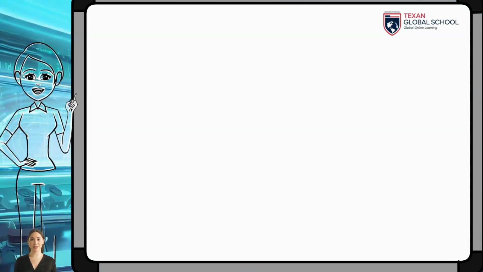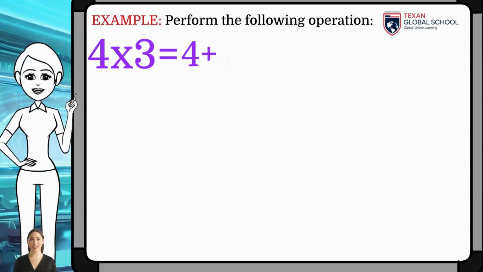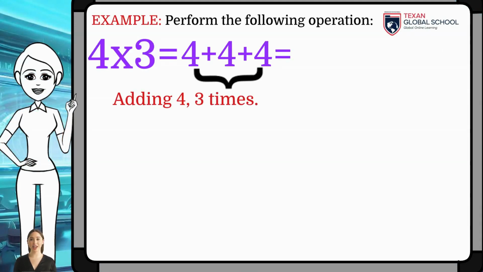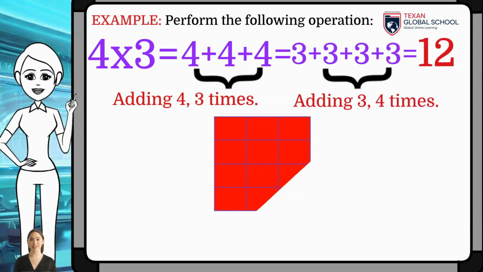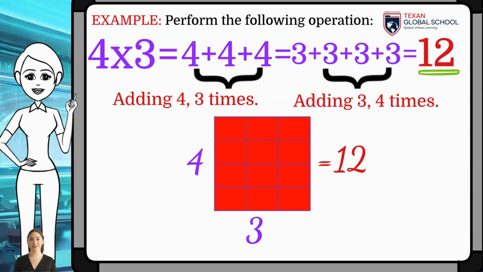Now, multiply 4 by 3. We add 4 3 times, or we add 3 4 times. Therefore, 4 times 3 is 12. The model represents 4 rows by 3 columns, so we have 12 ones. Thus, we conclude that 4 times 3 is 12.